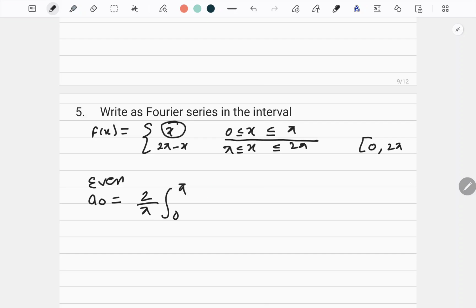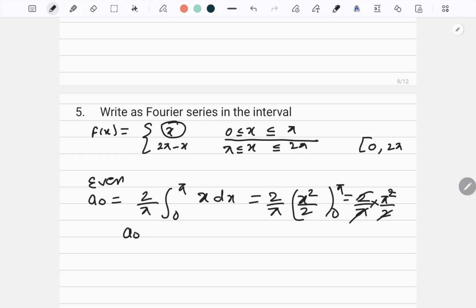Now 0 to pi, what is the value of function? X. So x dx. So 2 by pi, x square by 2, limit 0 to pi. So 2 by pi, pi square by 2. 0 will make it 0. Pi cancel, 2 cancel. So a0 value I got as pi. Very easily I got. So this is a simple question. Now go to an. Now an is equal to what?